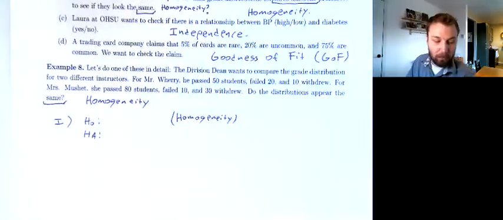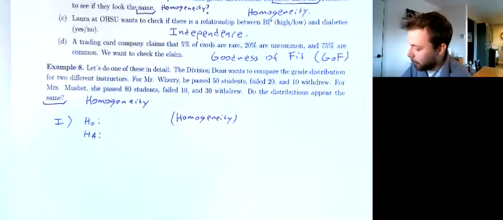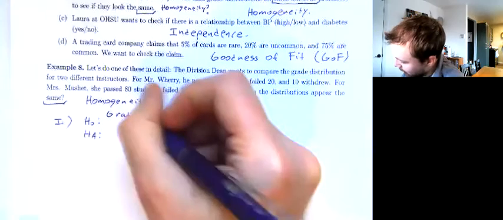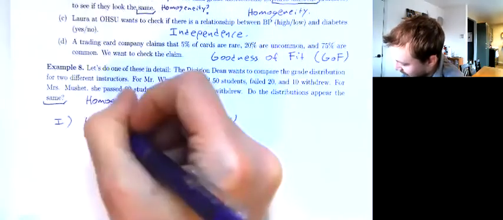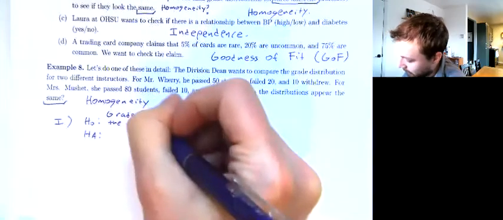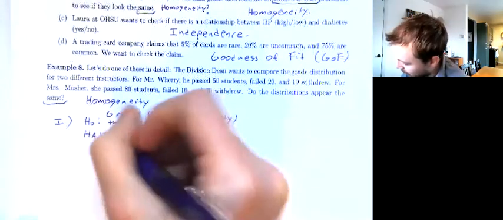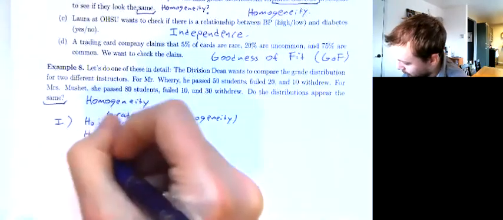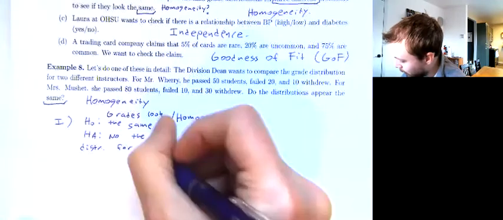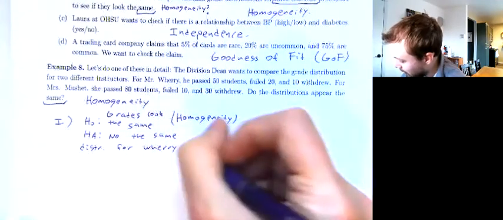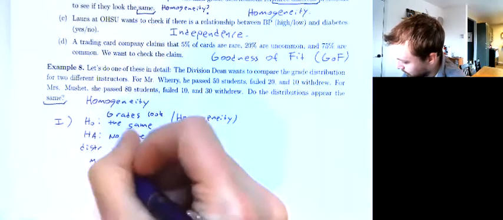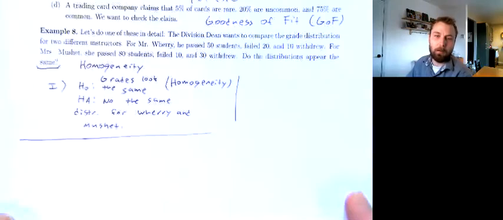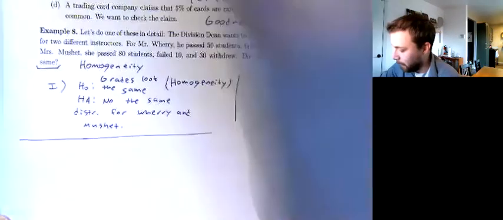Alternative hypothesis would be that they do not look the same. So null hypothesis will always be something about sameness. Grades look the same for the 2 instructors. Alternative hypothesis, not the same distribution for Wary and Mache. So I have my first step there.